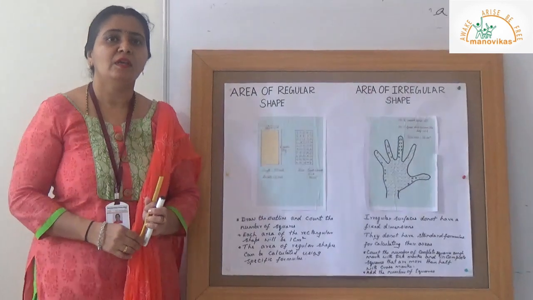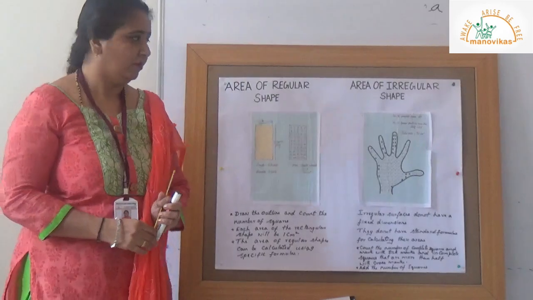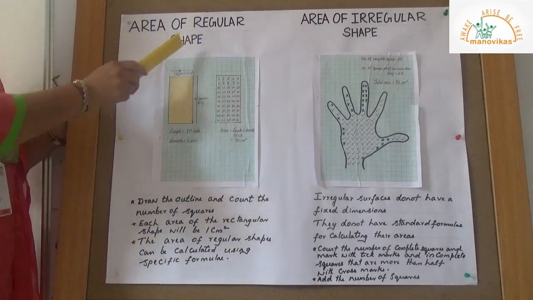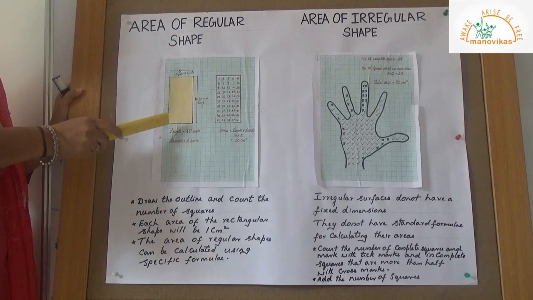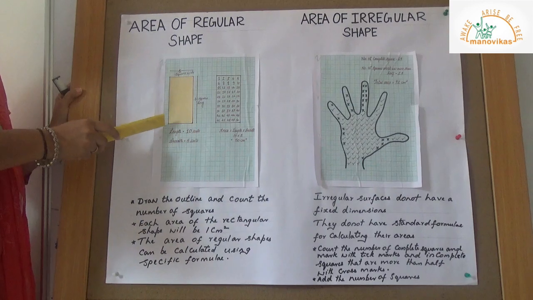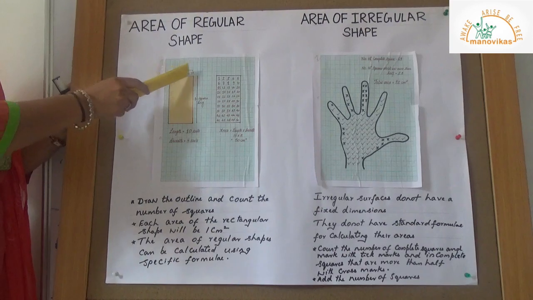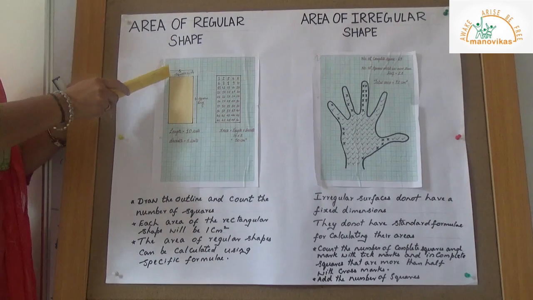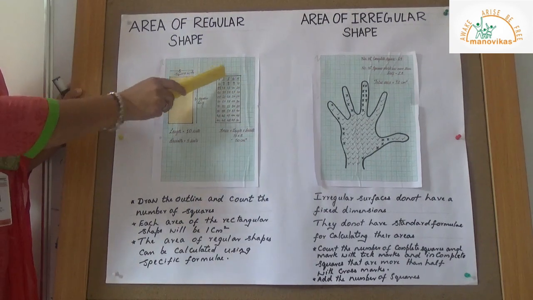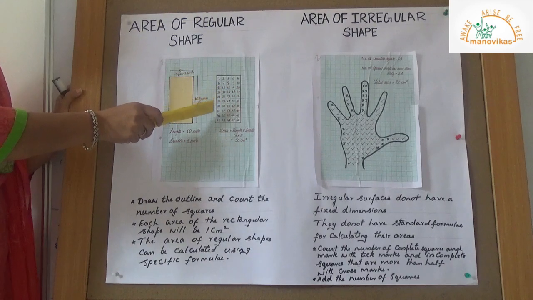Now let us see how to measure a regular area by using graph paper. Now let us find out the area of regular shape. So this is an example for area of regular shape. For example, rectangle. Yes, I have taken 10 squares long and 5 squares wide. First, what you need to do is draw the outline of this shape. Draw the outline of the shape and count the numbers to find out the area.